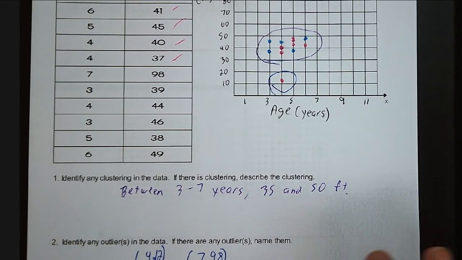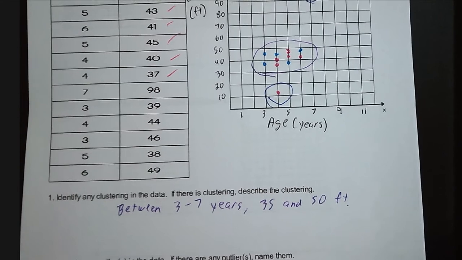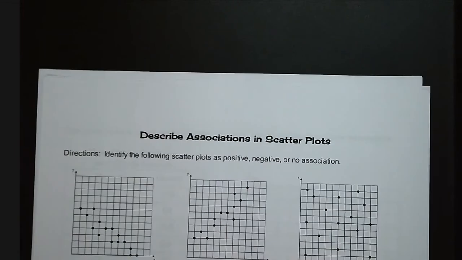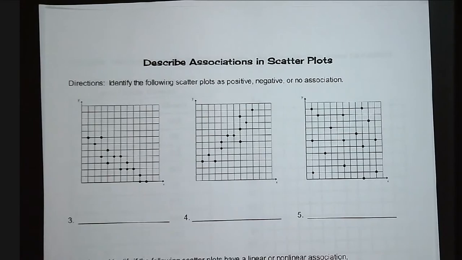And you have a tree that is 7 years old and 98 feet tall, which is pretty large. If any of you have been out to California and seen the sequoias or the redwoods, tall trees are pretty impressive.